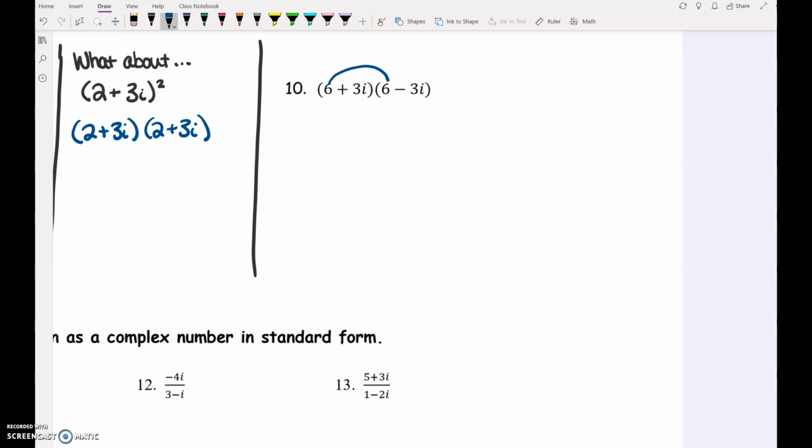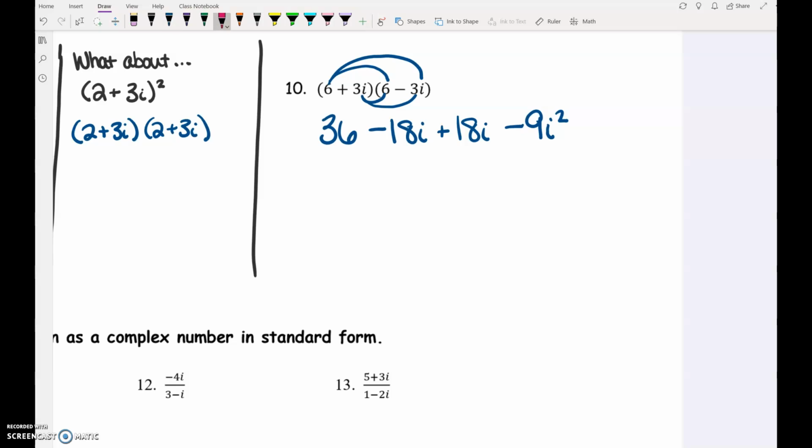6 times 6 is 36. 6 times negative 3i is negative 18i. 3i times 6 is positive 18i. 3i times negative 3i is negative 9i squared.